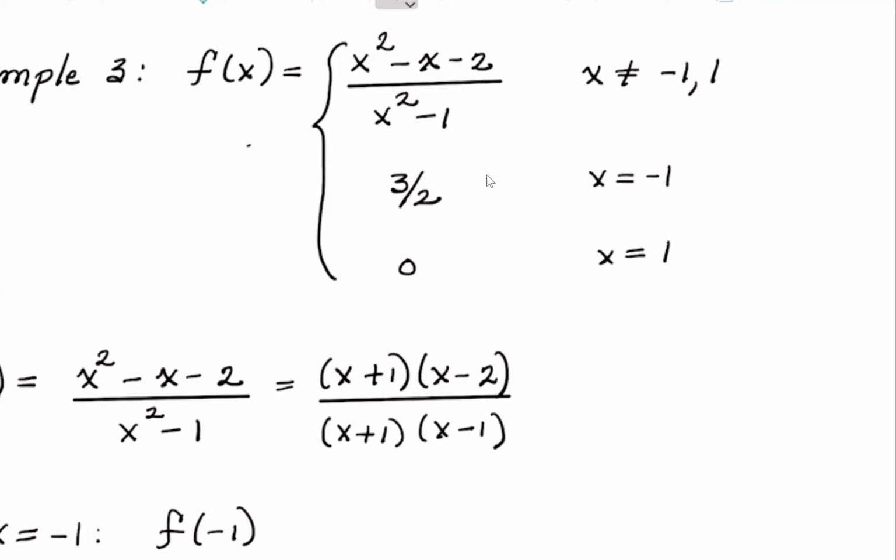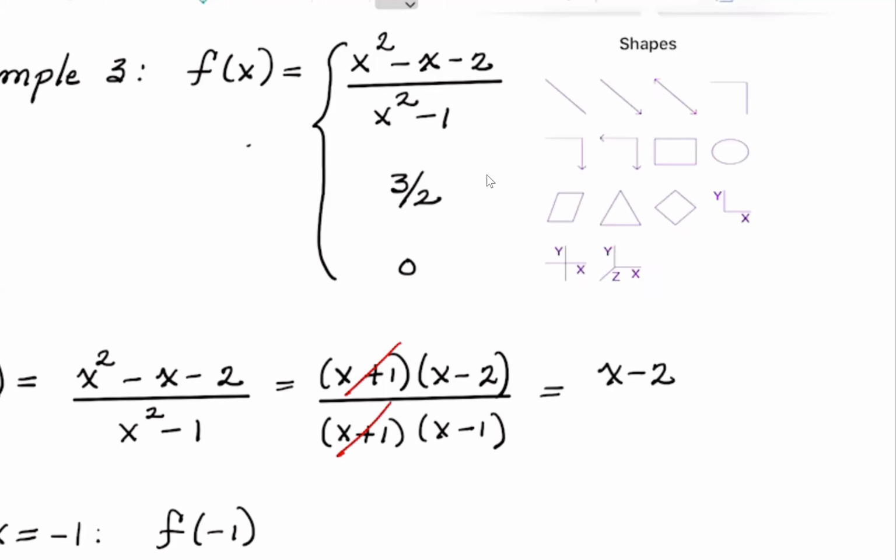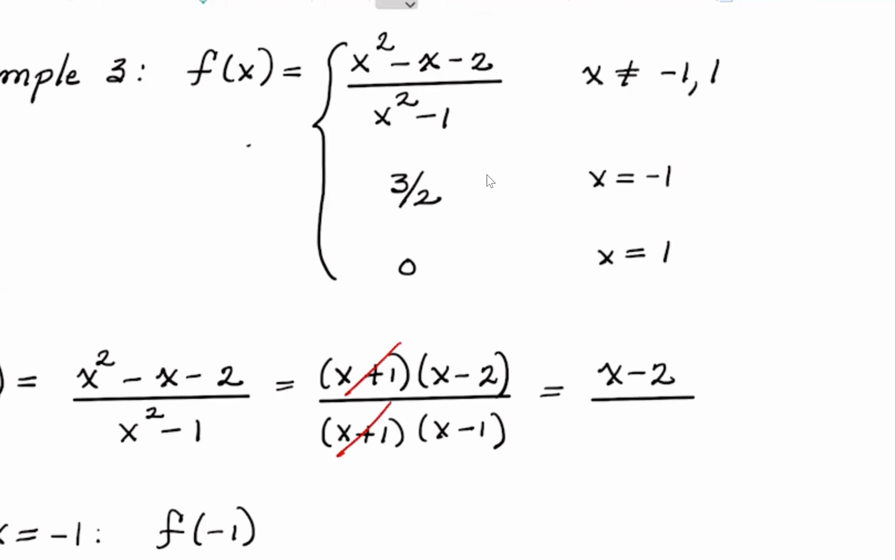So if we simplify this function, we can see that x plus 1 divides out, and this function actually looks like x minus 2 divided by x minus 1. So for any value that is not equal to -1 or 1, we can actually use the simplified expression for the function. So now let's look to see whether this function is continuous at x equal to -1.